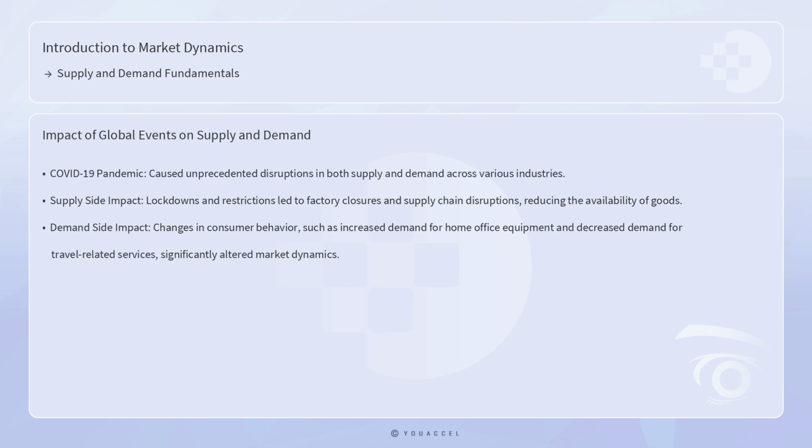Additionally, global events can have profound effects on supply and demand dynamics. The COVID-19 pandemic, for instance, caused unprecedented disruptions in both supply and demand across various industries. On the supply side, lockdowns and restrictions led to factory closures and supply chain disruptions, reducing the availability of goods. On the demand side, changes in consumer behavior, such as increased demand for home office equipment and decreased demand for travel-related services, significantly altered market dynamics. Companies had to quickly adapt to these shifts by reevaluating their supply chains, adjusting inventory levels, and pivoting their product offerings to meet changing consumer needs.